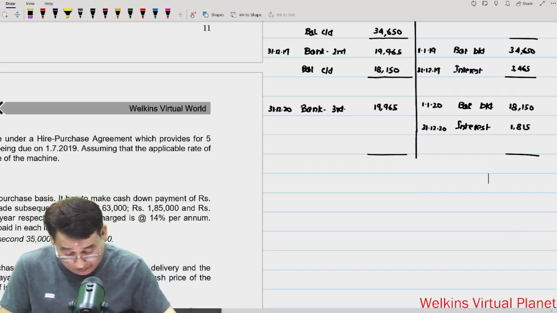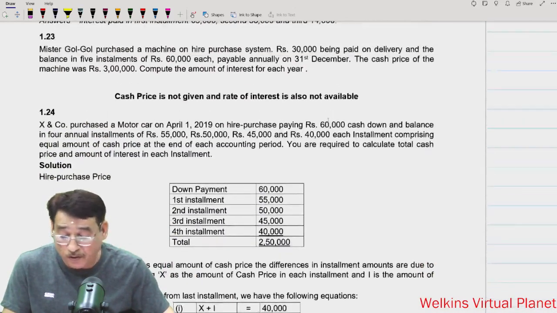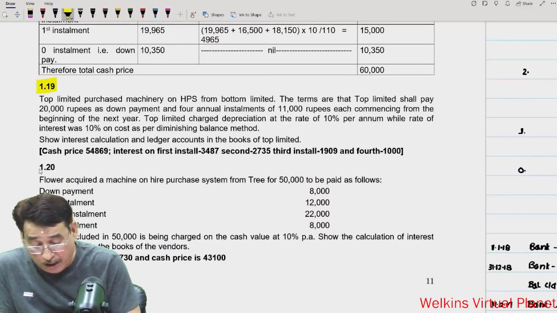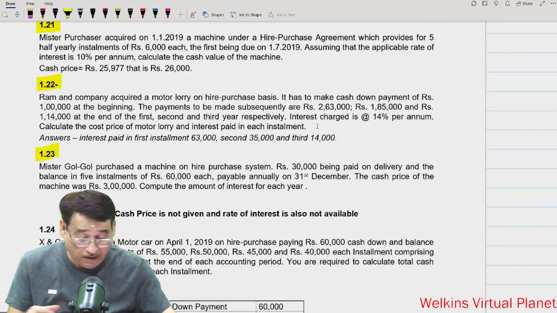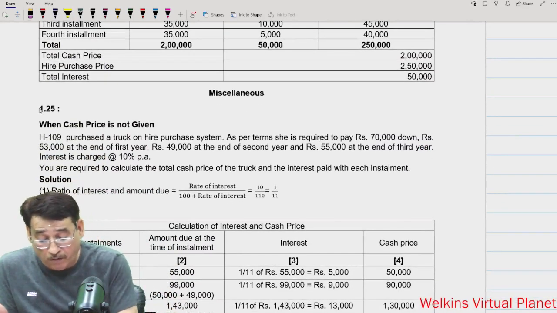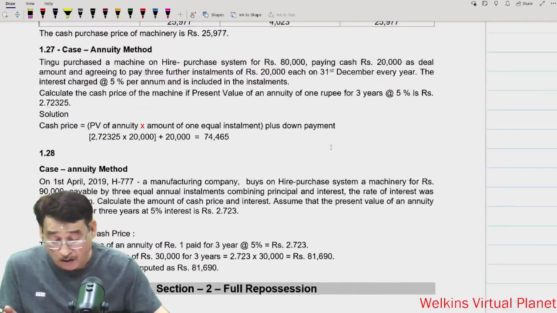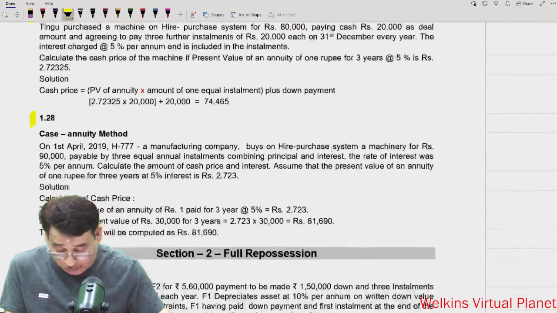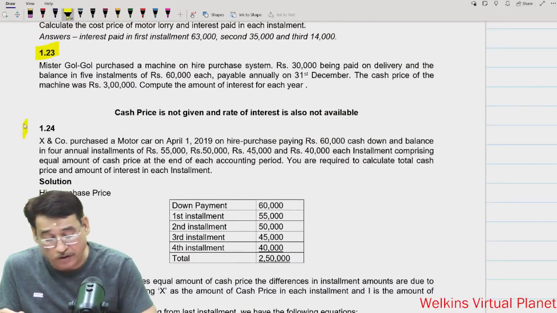Now, you can do up to 1.8. You can do 1.19, 1.20, simple calculation of interest, 1.21, 1.22, and 1.3. Correct? Besides, there are some other cases, 24, and even you can do 1.25, it is a miscellaneous case, 1.26, you can do this one also. So I will do for you 1.27 annuity. I will do these two questions and then I will do 1.24. This question will be done by us, correct?